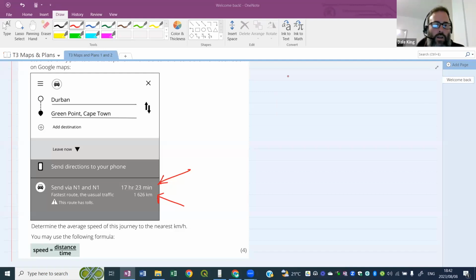And you know what they're going to ask. If they give you a distance and they give you a time, they're going to ask you for speed. All right, there it is underneath there. It says, determine the average speed of this journey to the nearest kilometer per hour. So we have to round off to the nearest kilometer per hour. You can use the following formula.